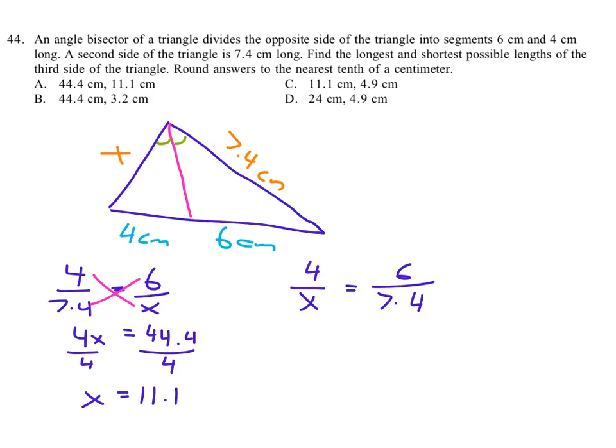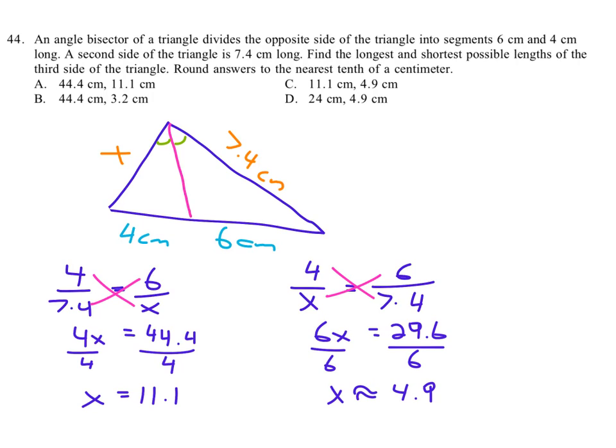Or it could have been this way over on this side, and these diagonals multiply. So you get 6x equals 4 times 7.4, 29.6. And then when you divide both sides by 6, you get 4.9333333, which they're asking us to round the answers to the nearest tenth of a centimeter, so approximately 4.9.